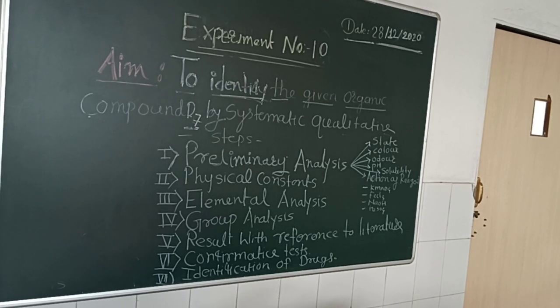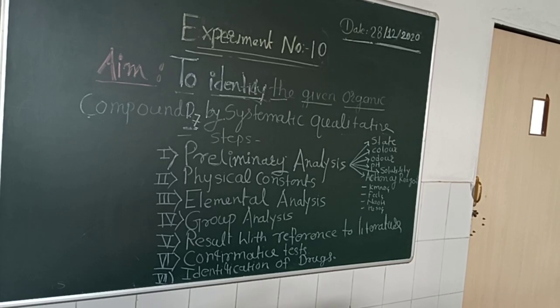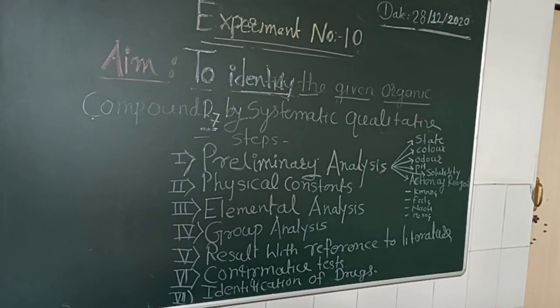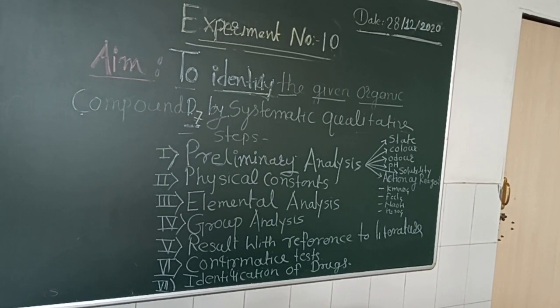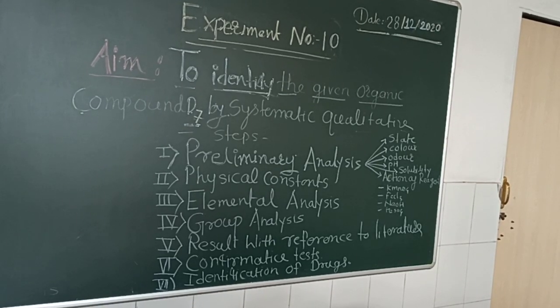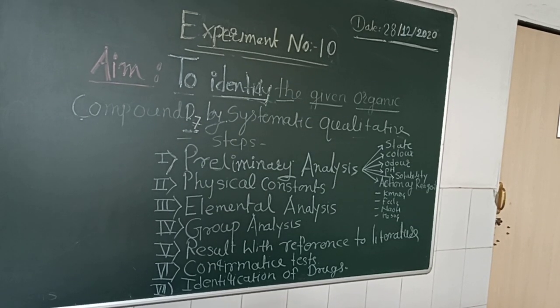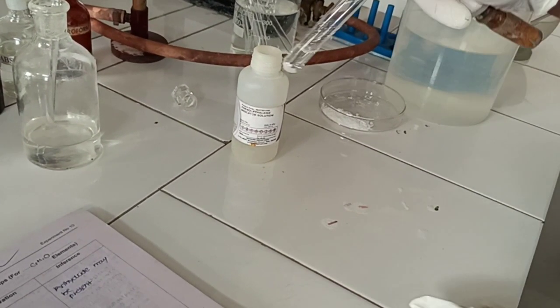See the next step, that is group analysis, or you may call it functional group determination. In today's compound we observe that it is saturated, it is aromatic in nature, having melting point 160 degrees Celsius. So we perform the next test for group analysis or functional group determination.